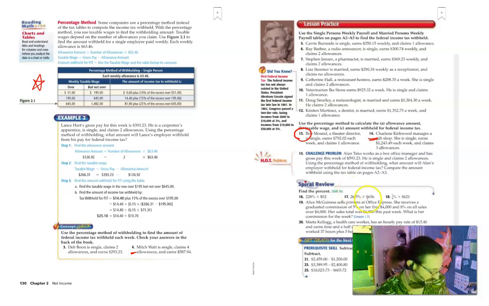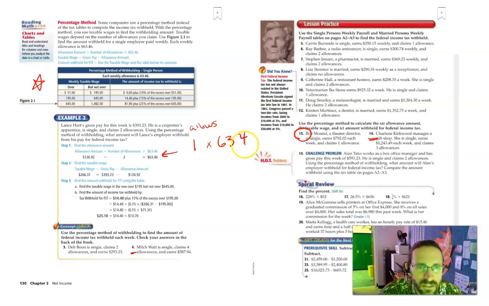Question number 13 says Bob is single, earns $792.02 each week and claims 1 allowance. First thing you do is figure out the allowance amount, and I'm literally following these steps on this side. You take the number of allowances times $63.46. That's what it was when this book was published, so that's what we're going to use for now. Obviously, 1 times 63.46 is 63.46.